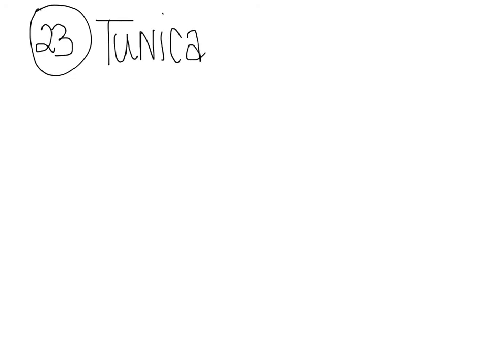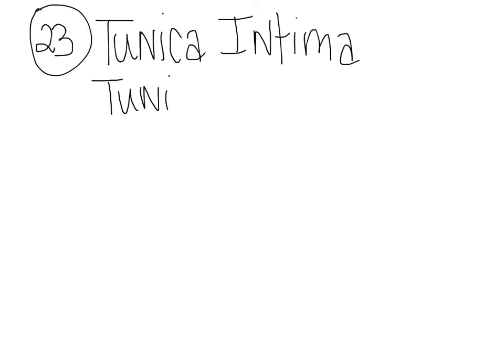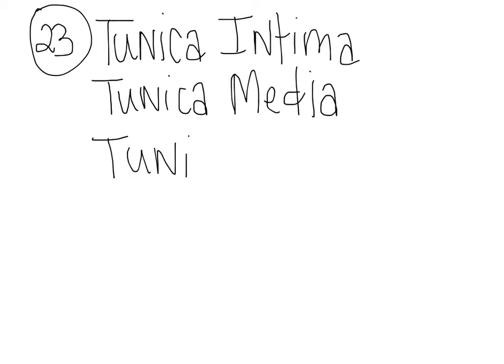Question 23 asks, what are the layers of the heart and how do they differ from an artery and a vein? This also comes from Friday. Remember, a fancy word for layer was tunica. So we got 3 basic layers, and we're going to start from the inside going out. Tunica intima is on the very inside. Then you have tunica media, which is in the middle. And then you have tunica externa, which is on the very outside.